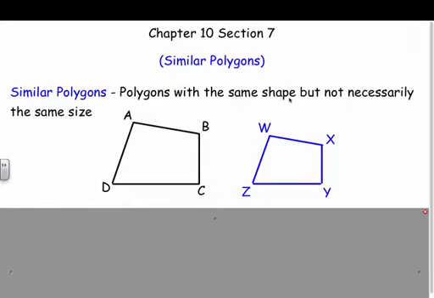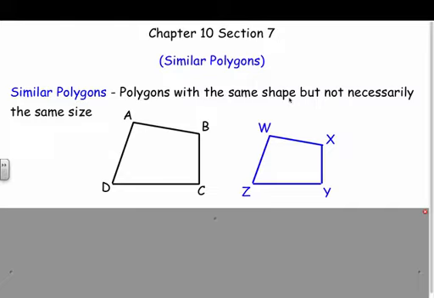Well, first of all, a similar polygon is a little different than a congruent polygon, because similar just means they have the same shape, but not necessarily the same size. So if I take a look here, I have two similar quadrilaterals. I have quadrilateral ABCD and WXYZ.